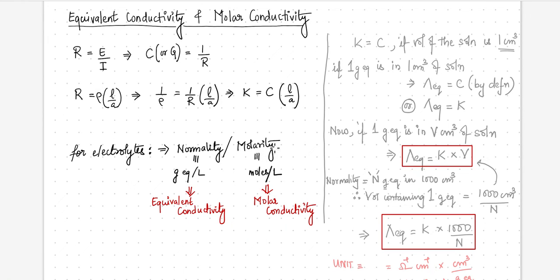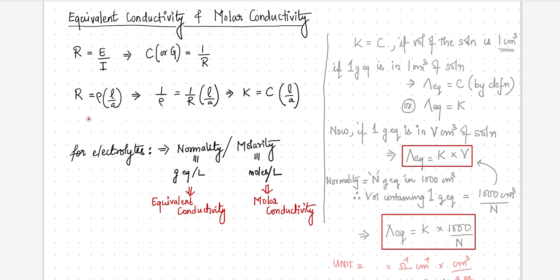So today in this video we are going to talk about equivalent conductivity and molar conductivity. Before I talk about these terms, let us rewind the equations or mathematical expressions that we learned in the previous video. If you recall, we learned Ohm's law, which is R is equal to E by I. Then we talked about conductance, which is 1 upon R.